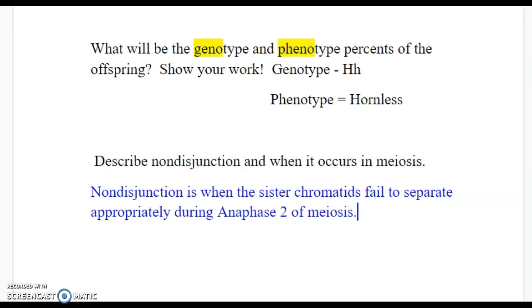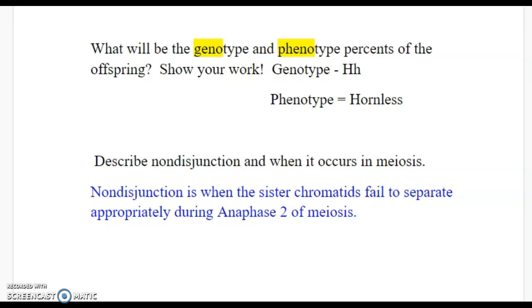So now we're down to just our single X's for each chromosome set. They're lined up single file down the middle. During anaphase 2, those sister chromatids should separate and pull apart, one going to one side of the cell, the other one going to the other side, to make two complete sets of chromosomes to make two new cells.